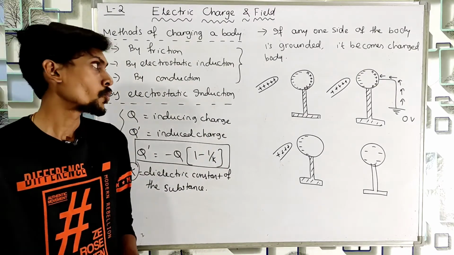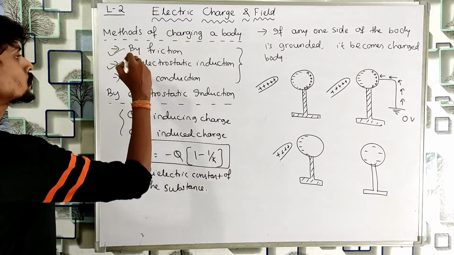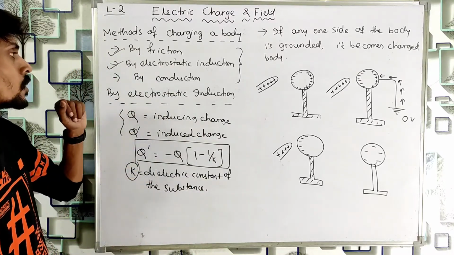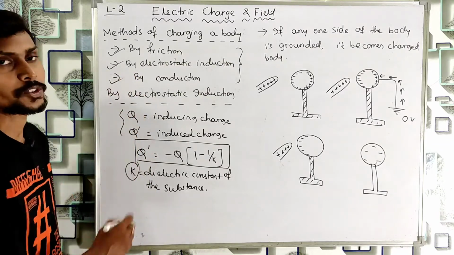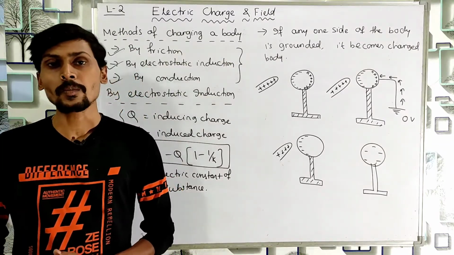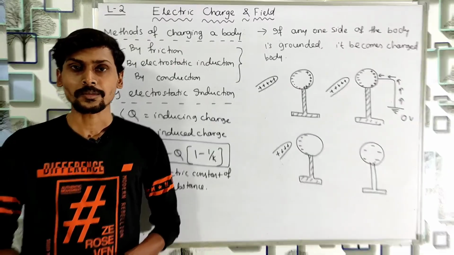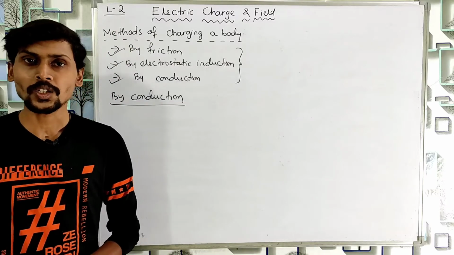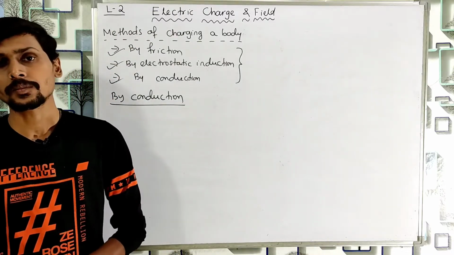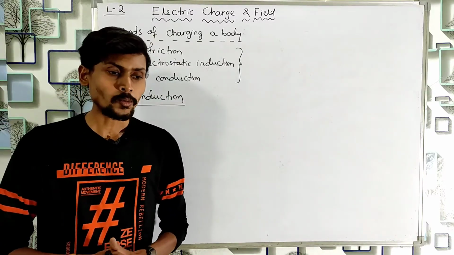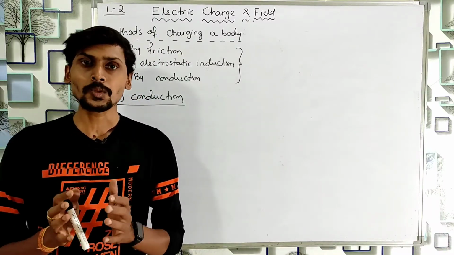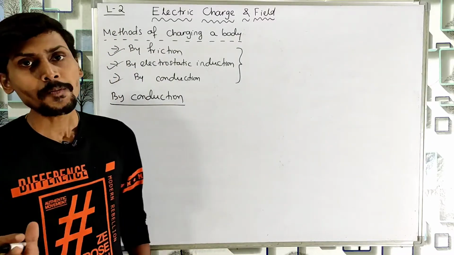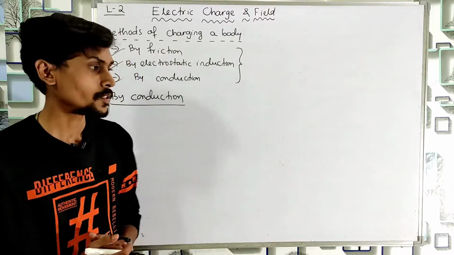Is that clear? So we have finished the first two methods of charging or electrifying a body. Now we have the third one, which is the method of conduction. So now we will discuss about the third method to electrify or to charge a body, known as the method of conduction. In this method you have to take two bodies, one is charged body and the other one is uncharged body, and the two bodies must be conductors, means they should be metals.